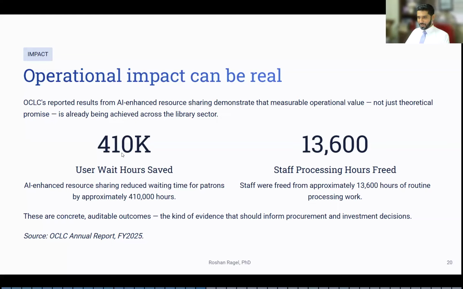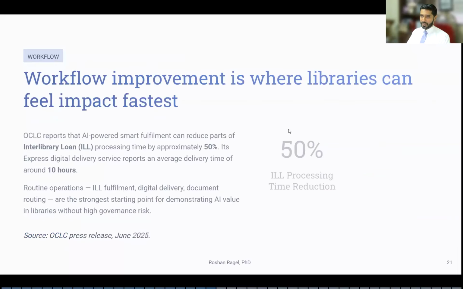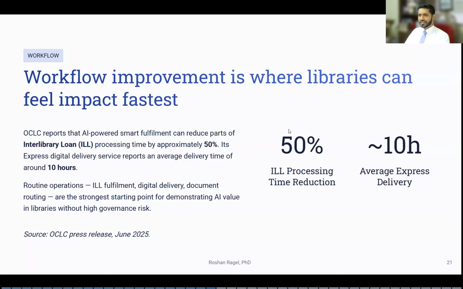There's another study that shows that the waiting time in a particular year, 2025, has been reduced by about 410,000 or 500,000 hours. The processing has also freed staff time by a significant number. These are coming from reports and studies. It has also improved workflows in large numbers. Per average delivery, it's about 10 hours. And the numbers for interlibrary loans usually are double, apparently.